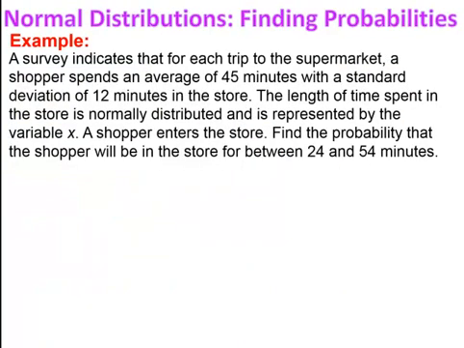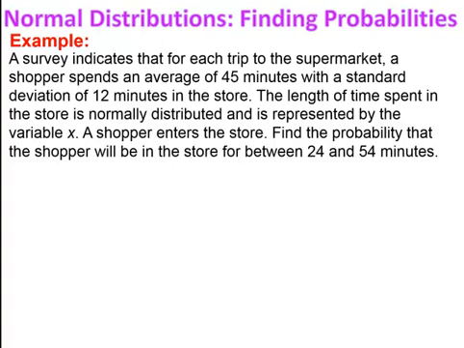And this next one, we have a survey that indicates that for each trip to the supermarket, a shopper spends an average of 45 minutes with a standard deviation of 12 minutes in a store. The length of time spent in the store is normally distributed and is represented by the random variable x. A shopper enters the store. Find the probability the shopper will be in the store between 24 and 54 minutes.